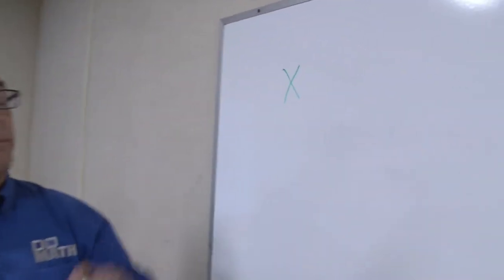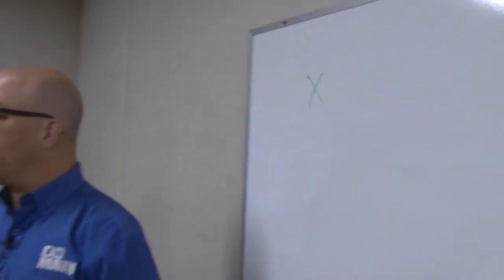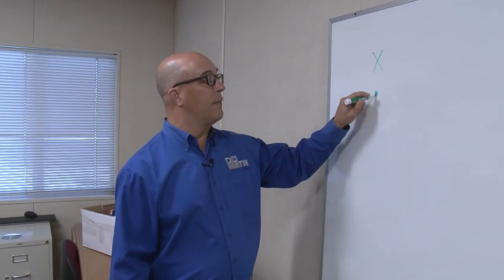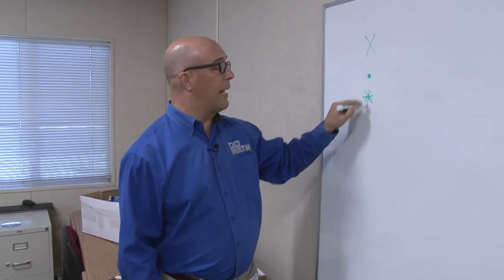How do you want to represent times or multiplication? An X. Like this? Yep. Is there another way to represent times or multiplication? You could do a dot. Is there another way? There's a star. There's a star, so we'll just do that, right?